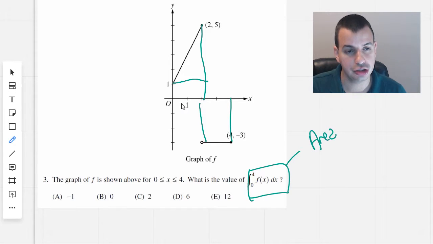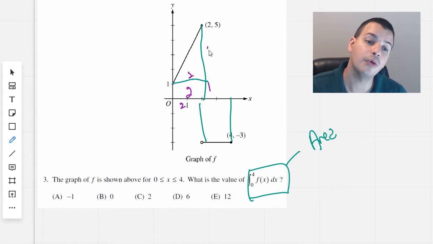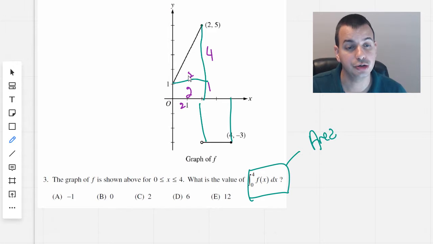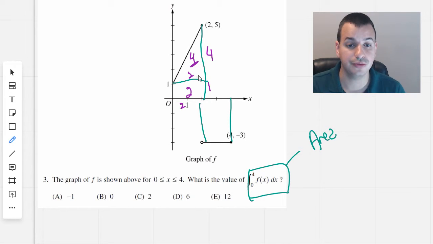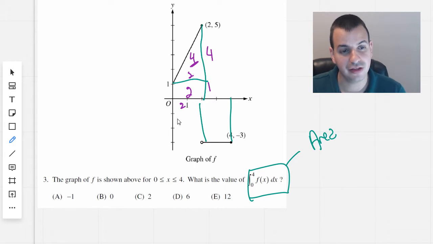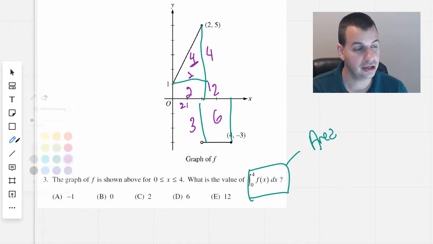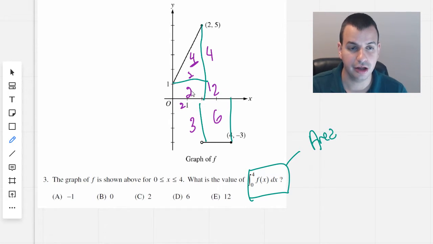So this is 2, this is 1. 1 times 2 is 2. This is 2 wide and 4 high, so 2 times 4 is 8. 8 divided by 2 is 4. So we have 2 and 4. This side here is 1, 2, 3 long, and this is 2 wide, so this area will be 6. And so the total area of this will be 2 plus 4, which is 6.